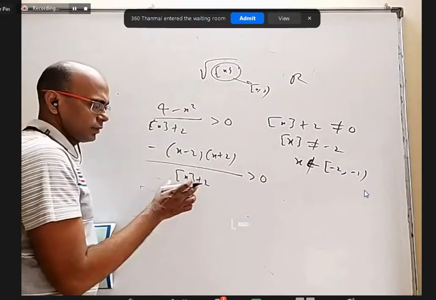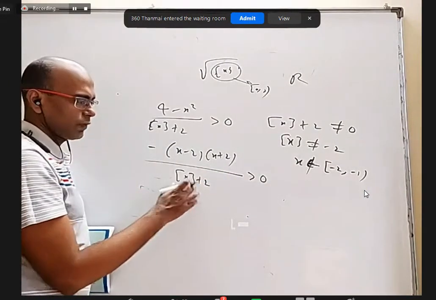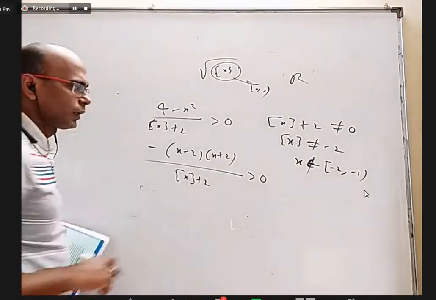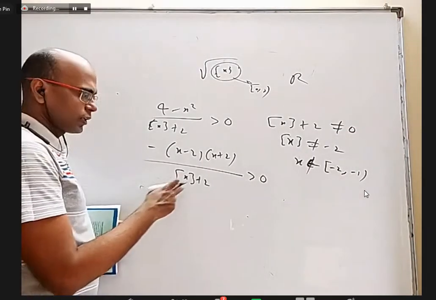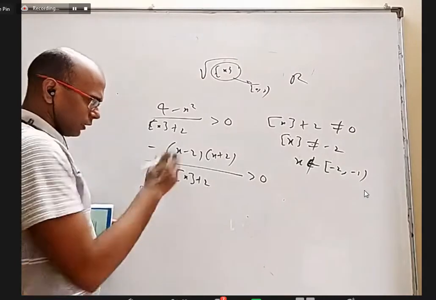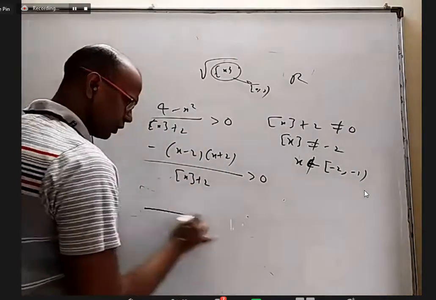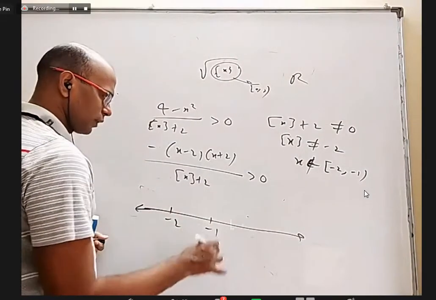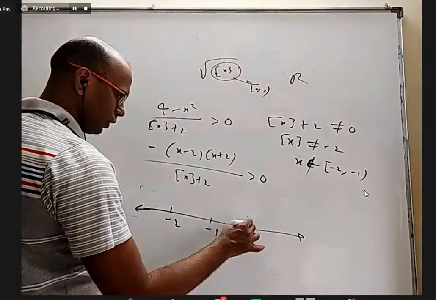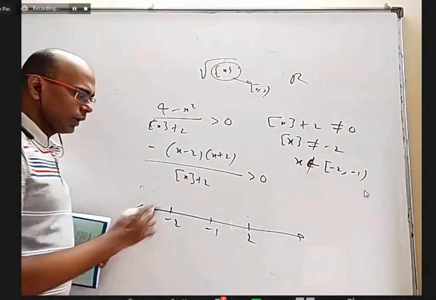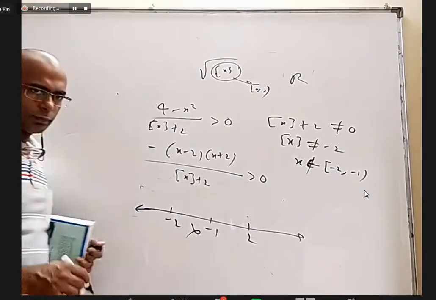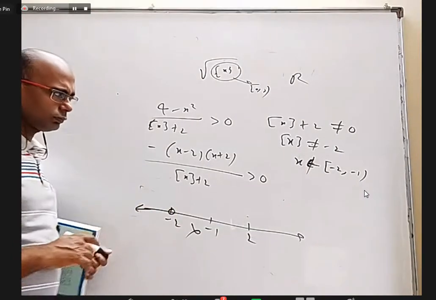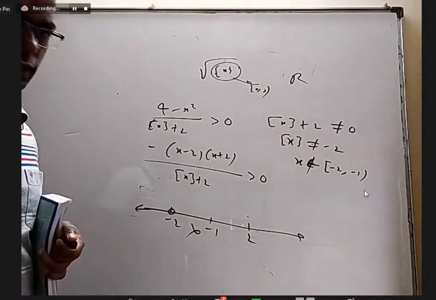Anything between minus 2 to minus 1, integer part is minus 2, so x should not belong to that, because during that time it will be 0. After that it will be positive, and before that it will be negative. So the sign change of this will happen at minus 2 and minus 1 both. This will happen at 2, this will happen at minus 2. So let us directly write the number line for this: minus 2, minus 1, and 2. Minus 2 to minus 1 is outright rejected, including minus 2. Minus 1 can be included if necessary. We will see.